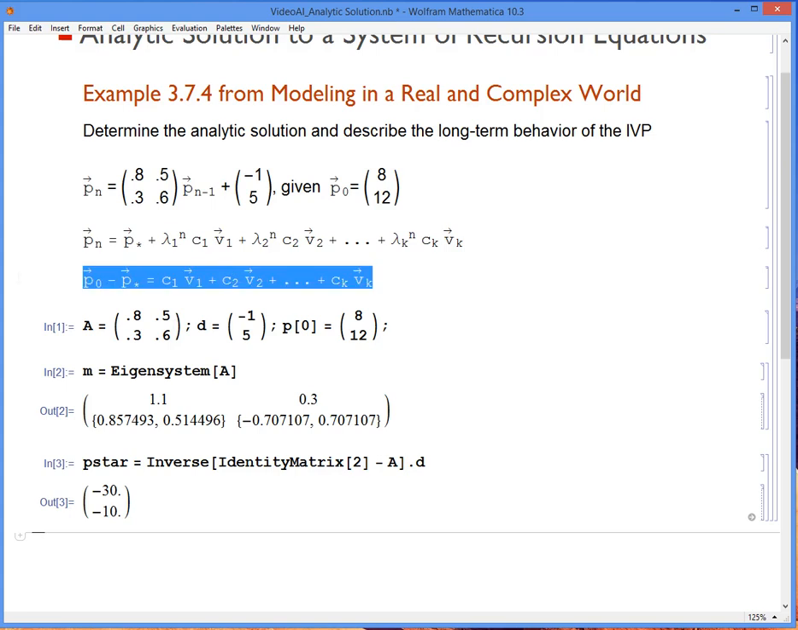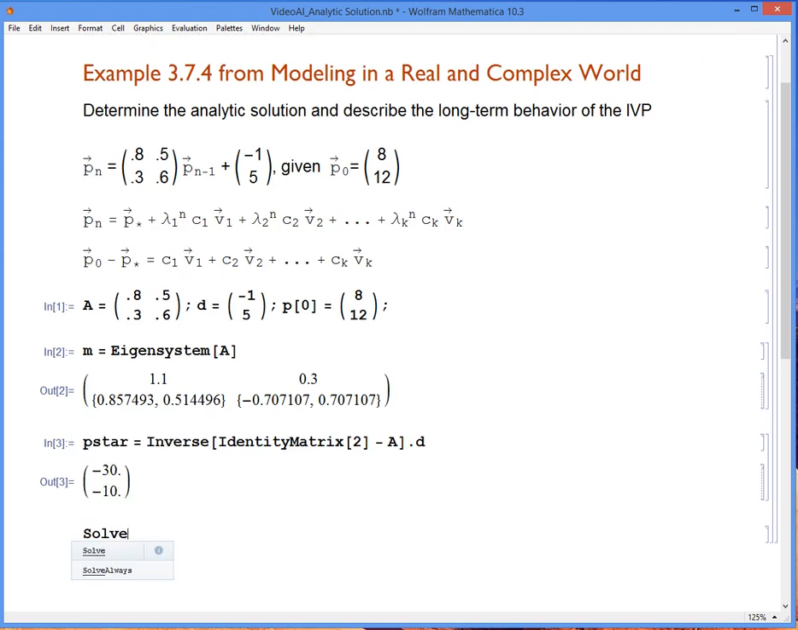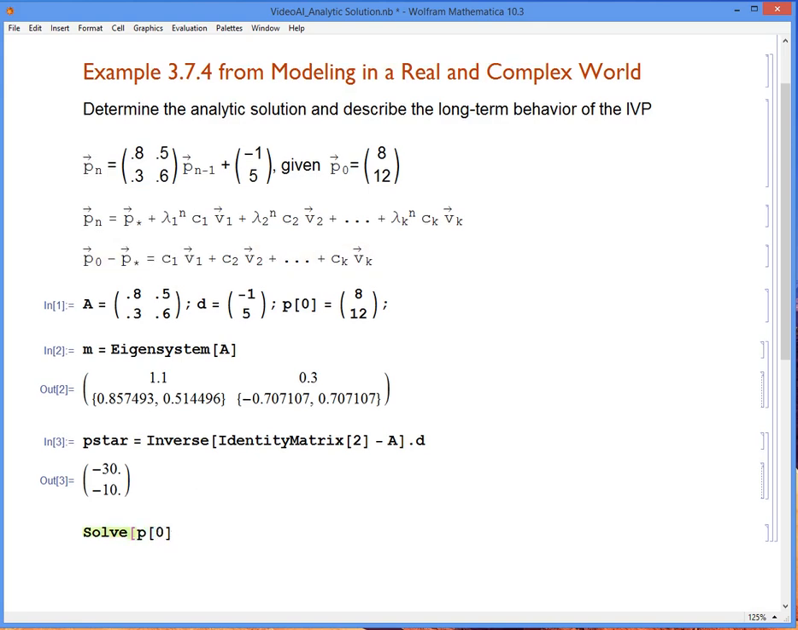Now we have everything we need to substitute into this equation. To solve for C1 and C2, I'm going to use a solve command, which will solve a system of equations. So we want to put this in just like you see it on the reference card, or how I have it written up above. And so we're just going to type P0 minus P star, double equals. That's a big thing when you're using the solve command. You've got to use a double equal sign in here.